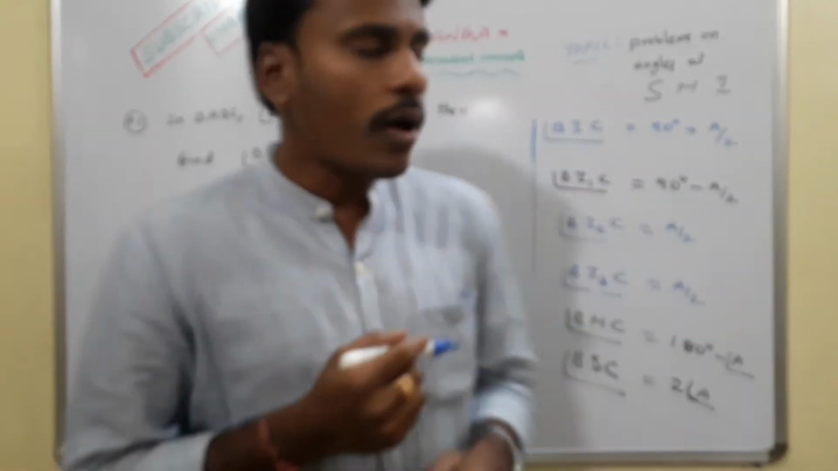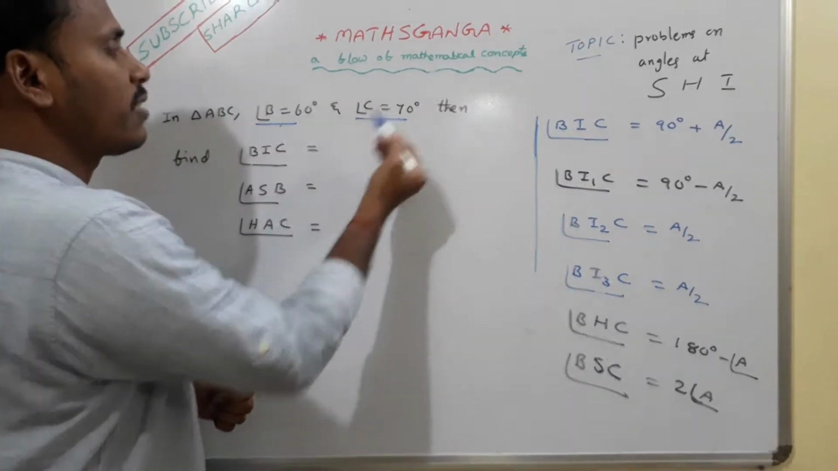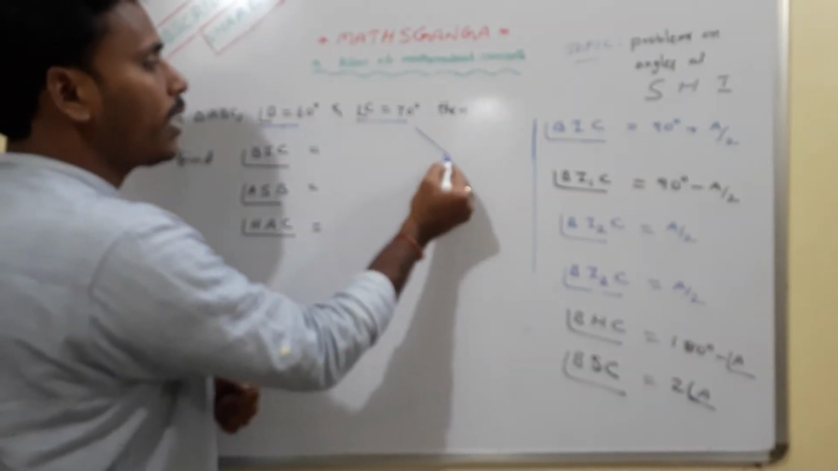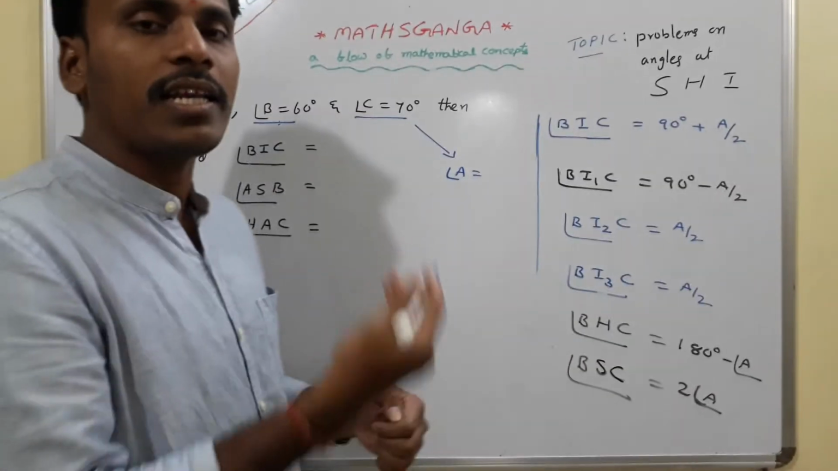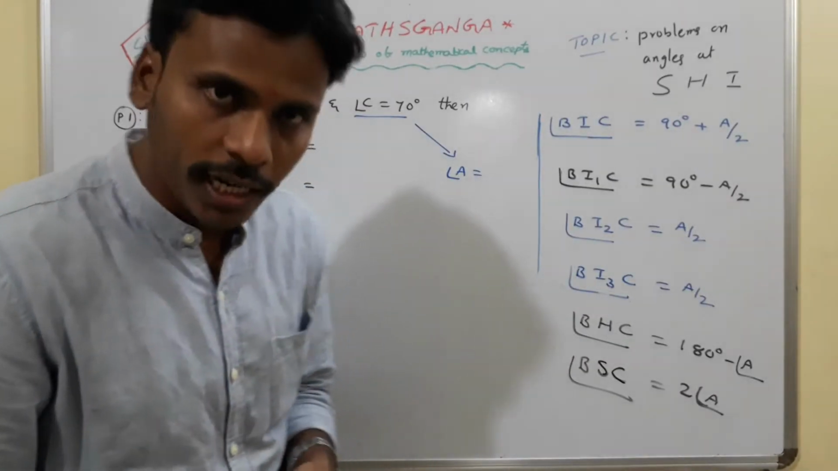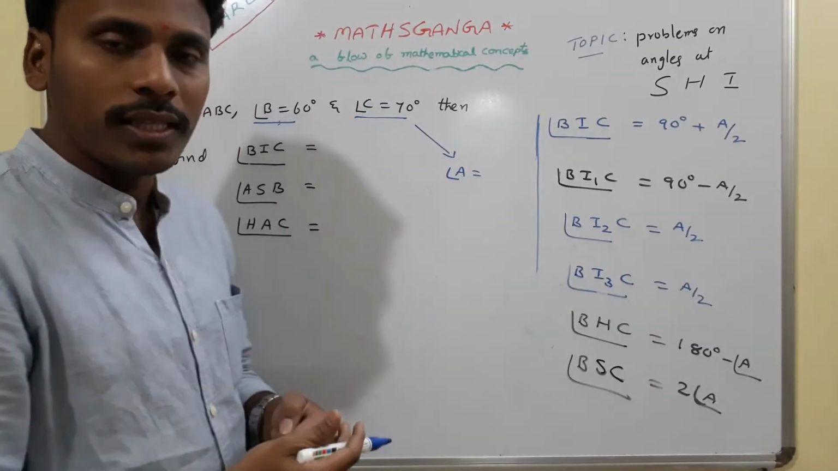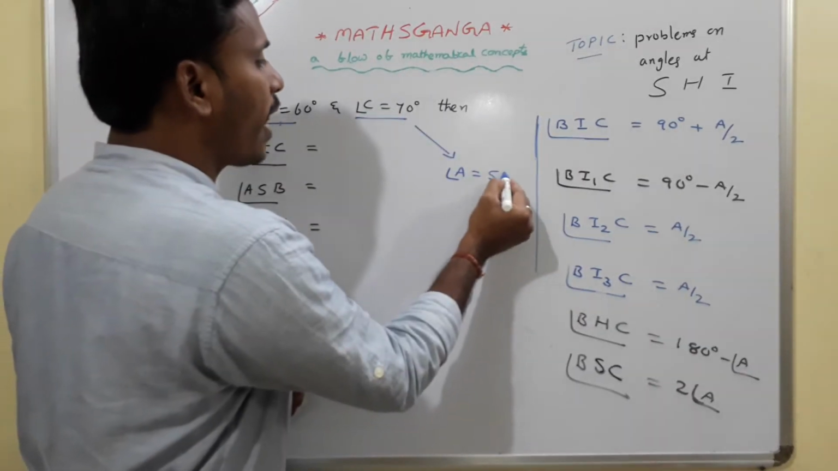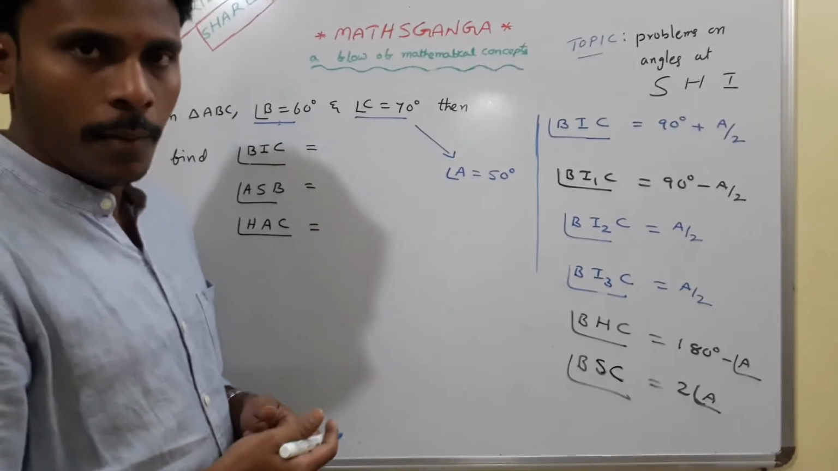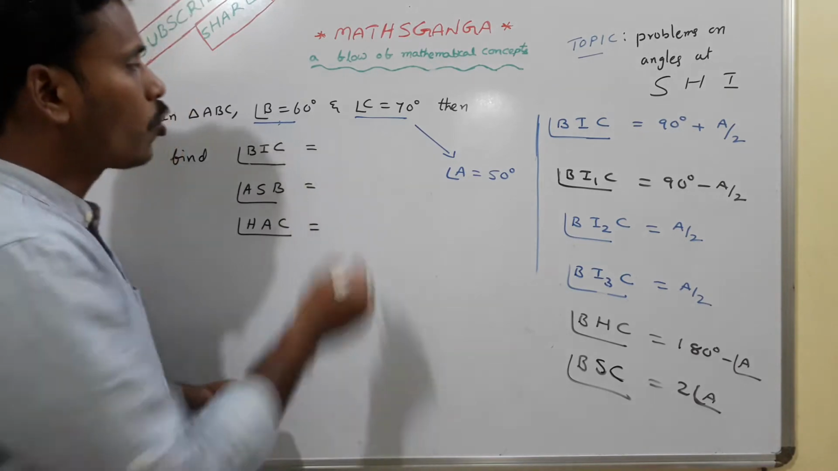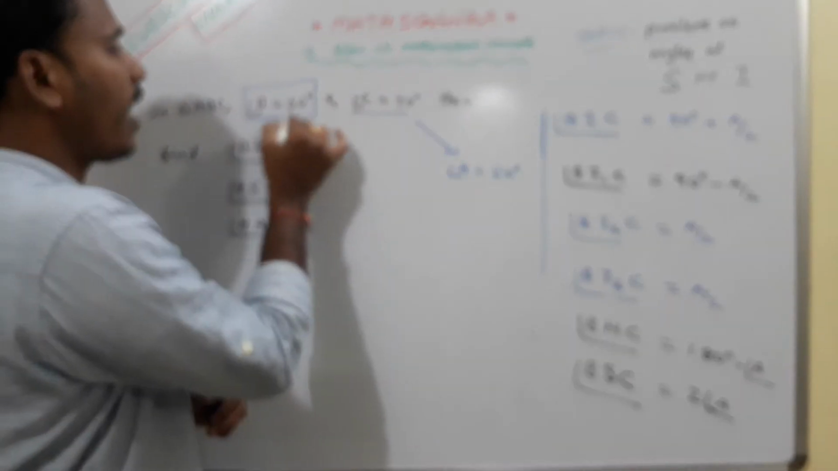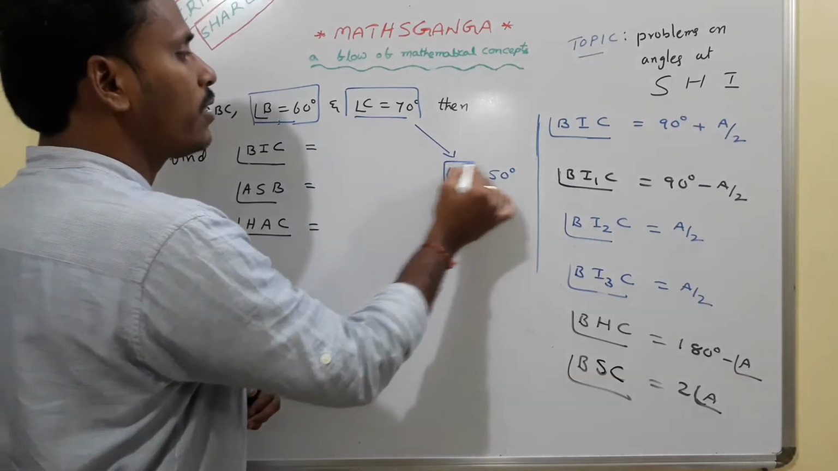We know angle B is 60 and angle C is 70. From these two, it is very clear what angle A is. We know that in a triangle the sum of the angles is 180, and the sum of these two is 130, so surely the third angle is 50. Am I right? 70 and 60 is 130, and then 50 makes 180. So now I have all three angles of the triangle: B, C as well as A.